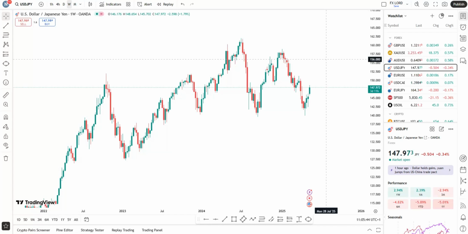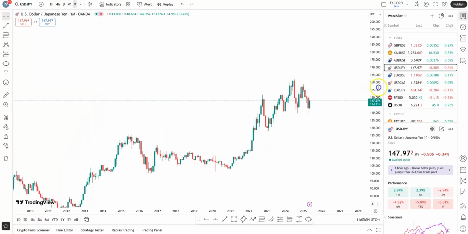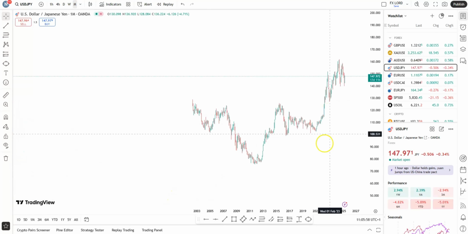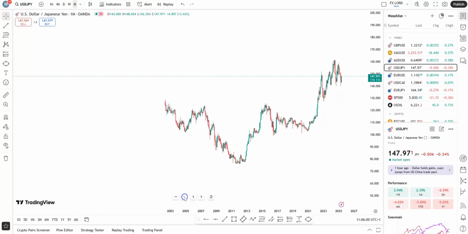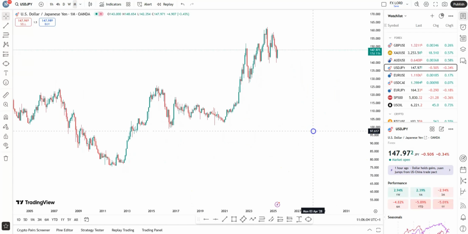So first of all, I'm going to go to the monthly time frame. That's one of the rules, monthly time frame. So I'll click on the monthly time frame on my chart right now. Then I'll just zoom out a little bit to see the overall market. You know what I'm talking about. You want to see the market from a broader point of view.